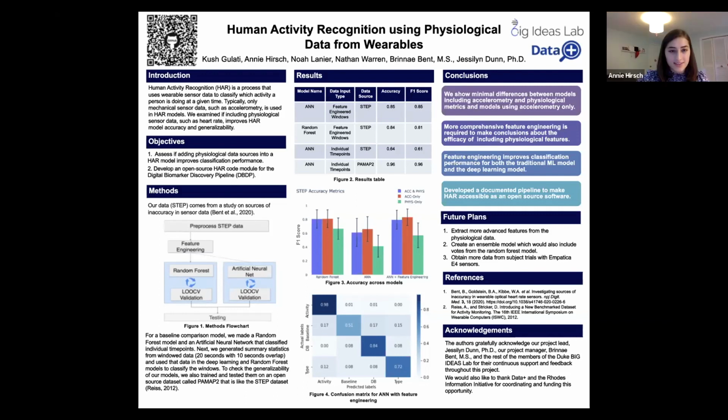Also, the DBDP has multiple variations of this sort of thing. So if you guys are interested, go to the QR code, but also go to the Big Ideas Lab GitHub, which is where everything in the digital biomarker discovery pipeline is.